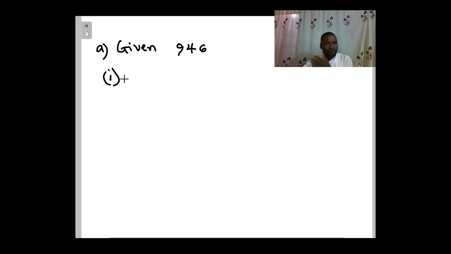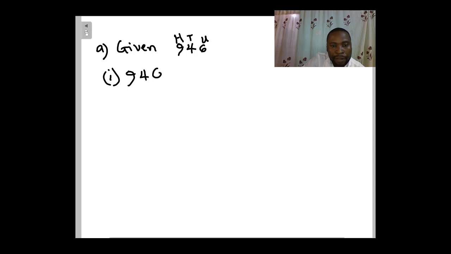Now, very simple. You remember place value. Units. This is 6 units. 4 is 4 tens, and 9 is 900. Now, if you remember this, we're going to make use of this very seriously here.